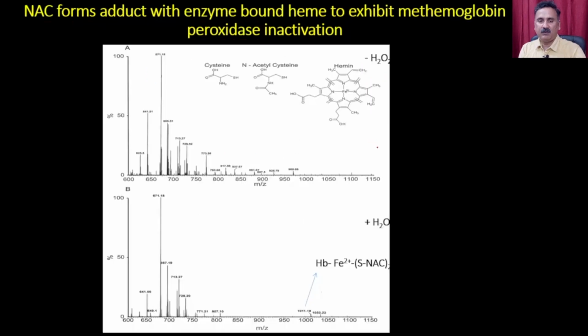Then we also identified what kind of modification. We found that N-acetylcysteine is getting modified, and this modified product is binding onto the protein and blocking the hemin. Methemoglobin has the hemin, and it is blocking the hemin part. So NAC is forming an adduct with the enzyme-bound hemin to inhibit the peroxidase activity.